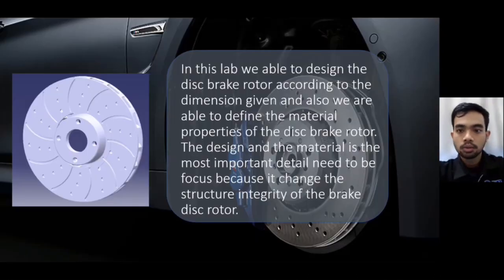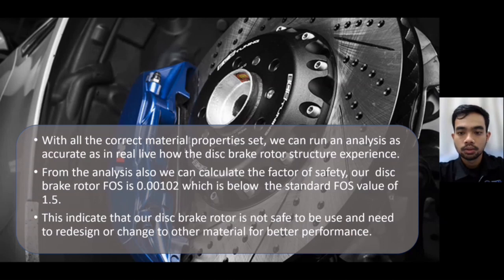So in this lab, we were able to design the disc brake rotor according to the dimensions given in CATIA, and we were also able to define the material properties for the disc brake rotor. The design and the material are the most important details to be focused on because they can change the structural integrity of the brake disc rotor. With all the correct material properties set, we can run the analysis, which shows as accurately as in real life how the disc brake rotor structure experiences stress.